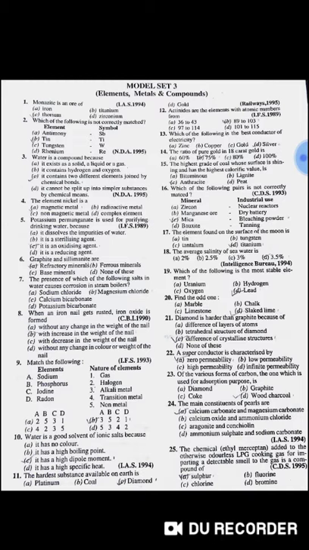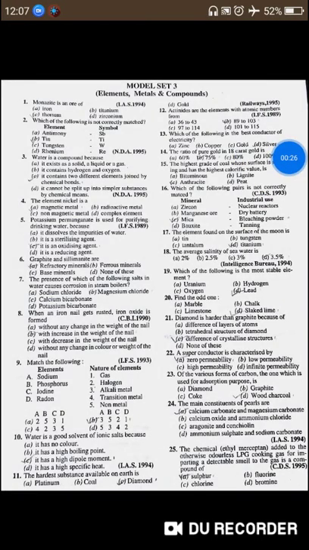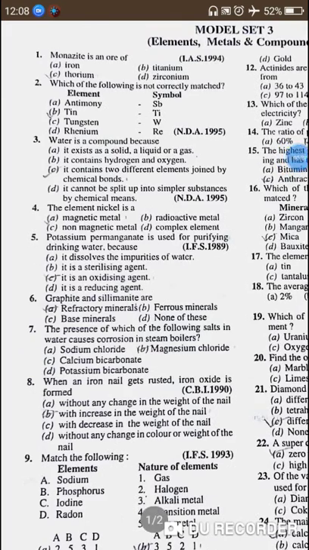And in this session also we are going to discuss some 50 most important questions which are highly important for our upcoming government examinations like our SSC CGL and SSC CHSL. So here we are having our first question. You can see on the screen that monazite is an ore of, and our answer is thorium. So monazite is an ore of thorium.